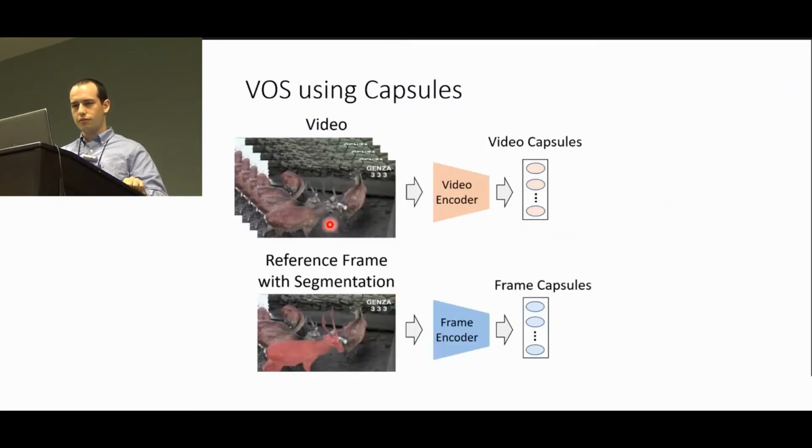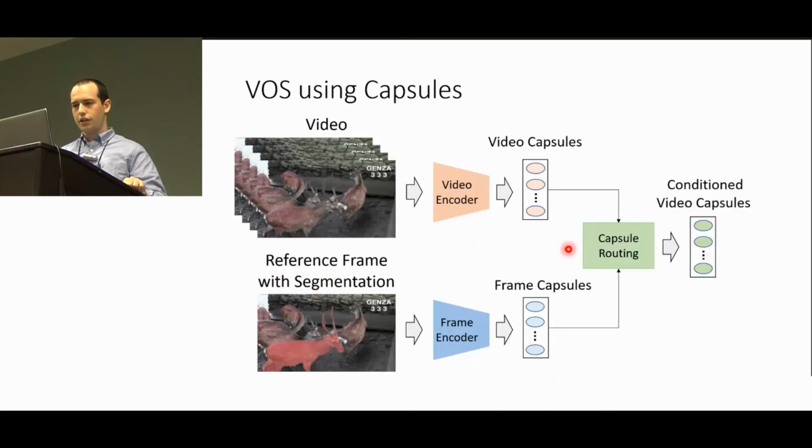So here we go. We have our video, and we encode it into some video capsules. We have our reference frame and segmentation, and we encode that into frame capsules. Then we pass that through some form of capsule routing to get a set of conditioned video capsules. These video capsules should represent the object of interest within the entire video.